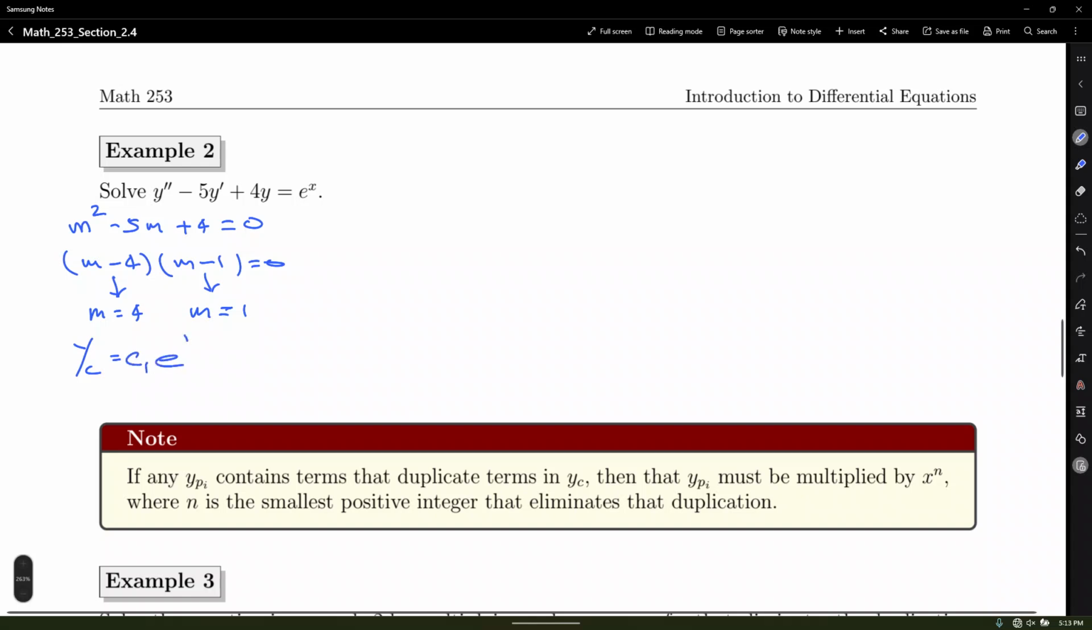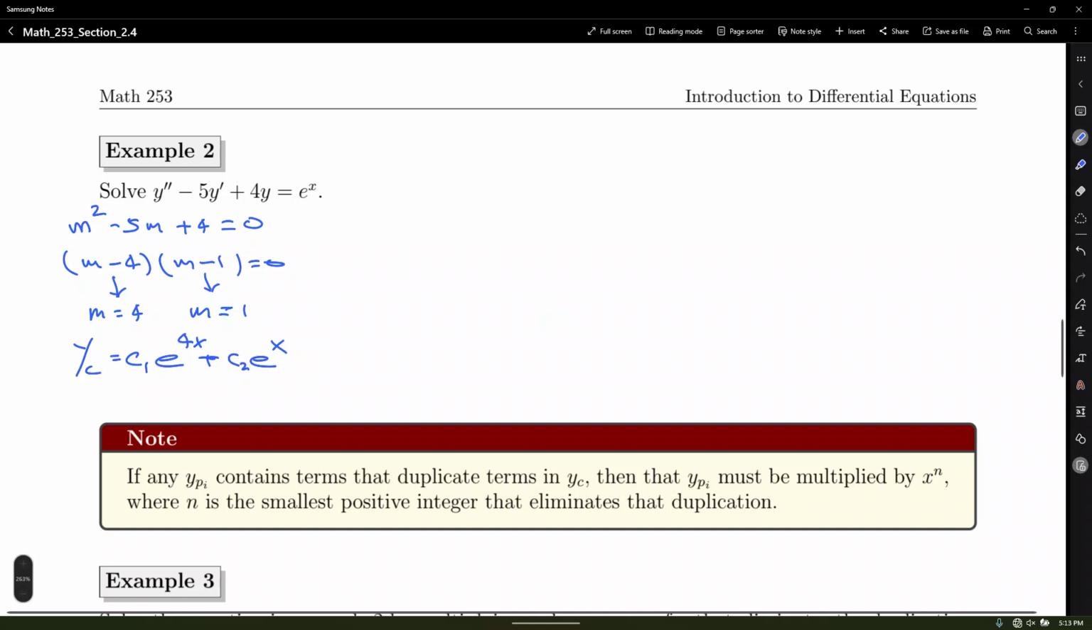4x plus c2 e to the x. And guys, does it matter which one we write first? Does it matter if I write c1 e to the x and c2 e to the 4x? It doesn't matter. In the end, it's just a linear combination.